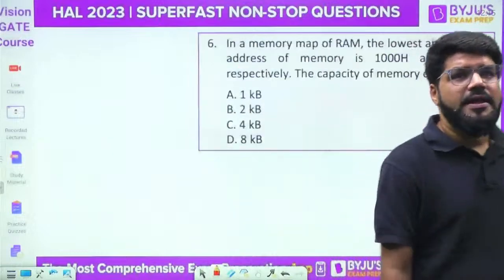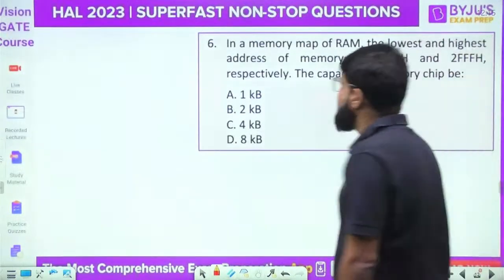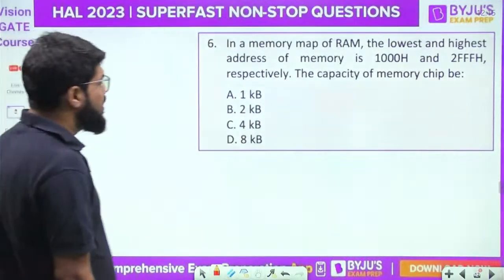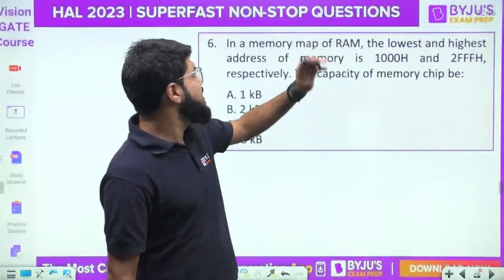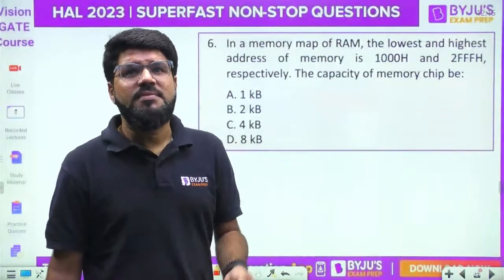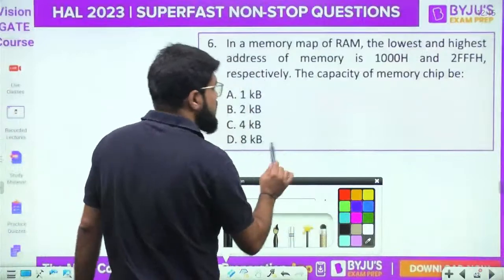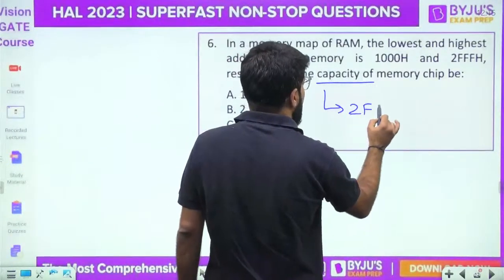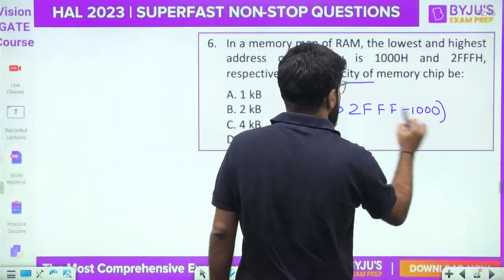Next one. In a memory map of RAM, the lowest and highest address of the memory is 1000 and 2FFF in hexa. What is the capacity of the memory? So now you are given the lowest and the highest address, the first and the last address. So what is the memory size in hexa? It is given by the last address minus the first address.